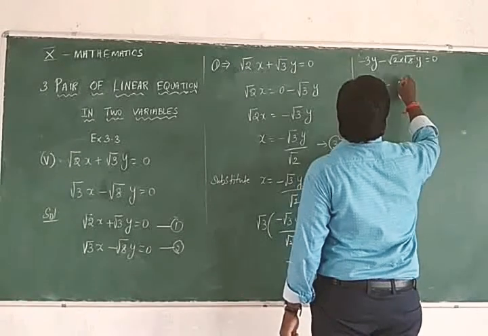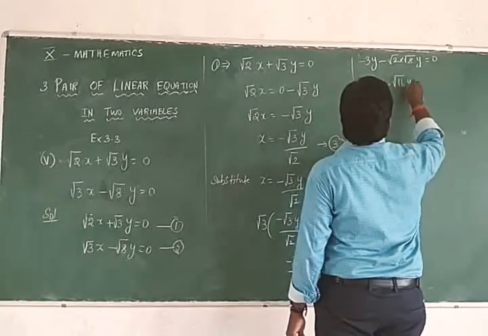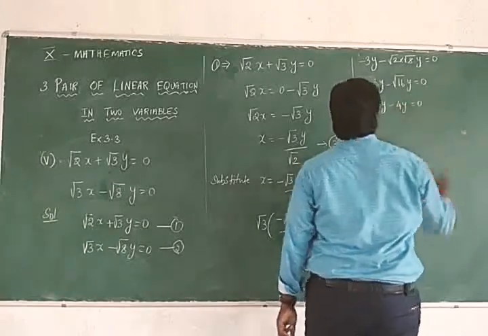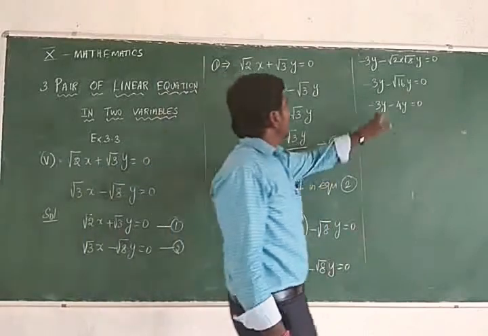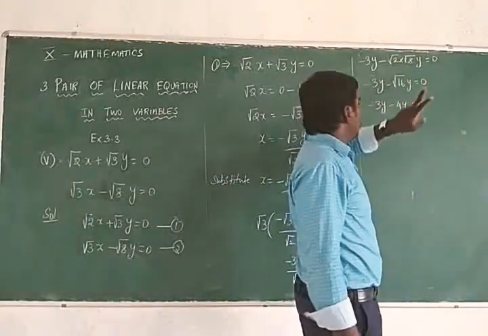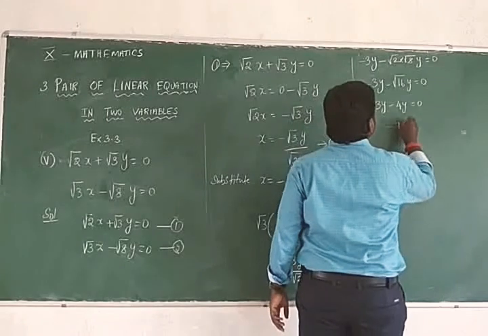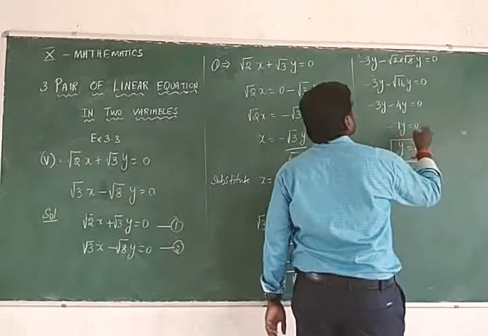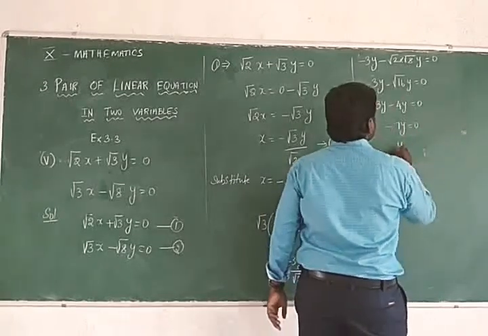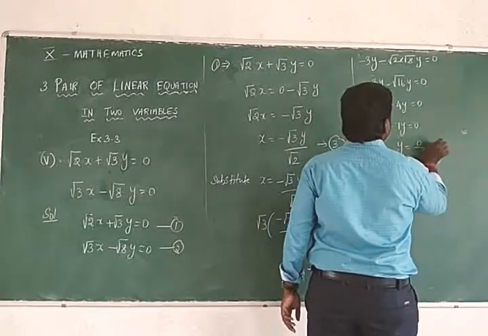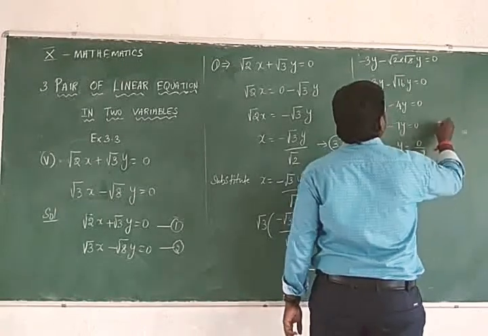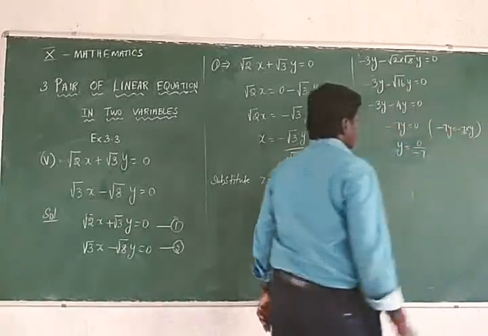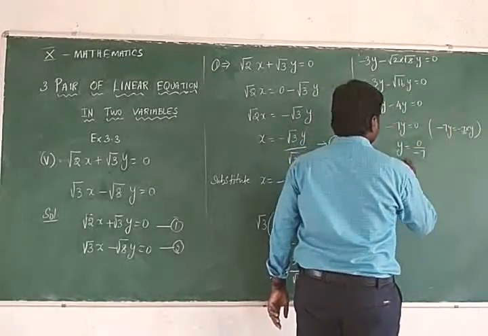Minus 2 into 8, 16. Square root of 16y is equal to 0. So minus 3y minus 4y is equal to 0, since the square root of 16 is 4. So that's all: minus 7y is equal to 0. So y is equal to 0 divided by minus 7, and 0 divided by anything is 0. Minus 7y means minus 7 into y. So the y value is 0.